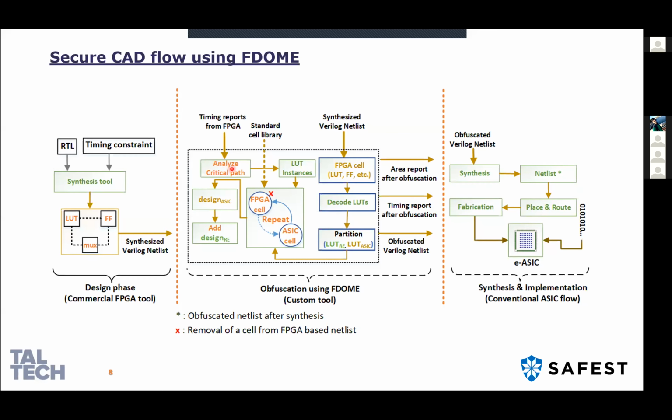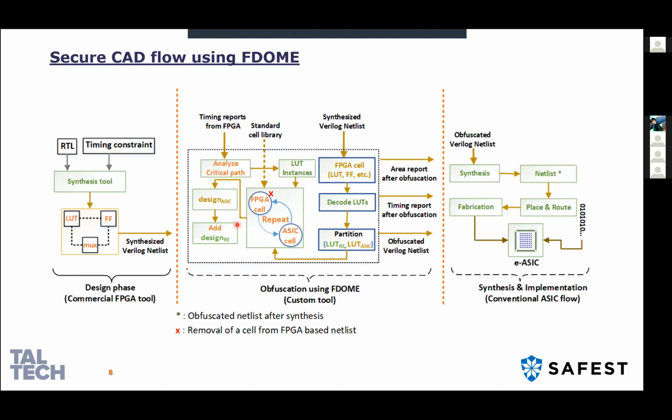It starts with the analysis of the critical path, and it extracts all the lookup tables and their instances and their delays. On the other hand, the parser also reads the netlist. Then it extracts the primitives from the netlist. Then it decodes the lookup tables, and it generates the Verilog code for the combinational logic. Then it partitions the design into the reconfigurable and ASIC parts.